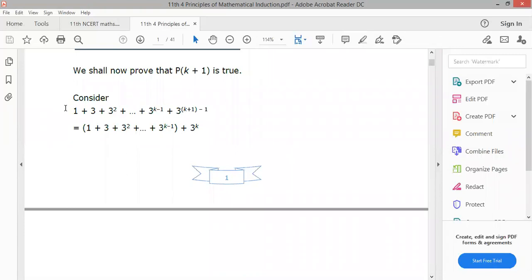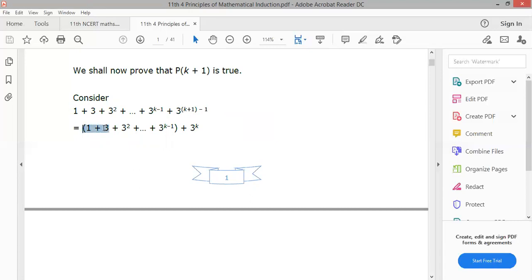So you see, on the left hand side, we will go one step ahead. So it is like this: 1 plus 3 square plus dash and dash plus 3 raised power k minus 1 plus 3 raised power k, because we are going one step ahead. That is, this was up to the kth stage, and this is up to the k plus 1th stage. So we will arrange the terms like this. If you see, this is 3 raised power k minus 1 and plus 1 and minus 1. This plus 1 and minus 1 go away. You are left with 3 raised power k only.